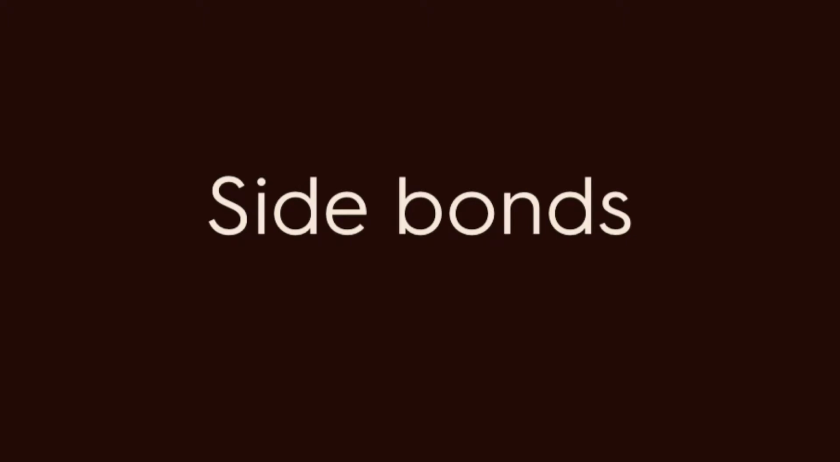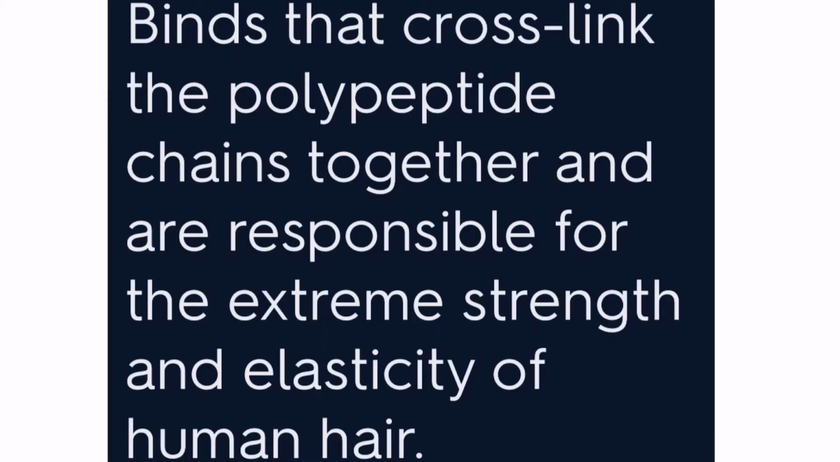Side bonds. Bonds that cross-link the polypeptide chains together and are responsible for the extreme strength and elasticity of human hair. Hydrogen bond. A weak physical cross-link side bond that is easily broken by water or heat.